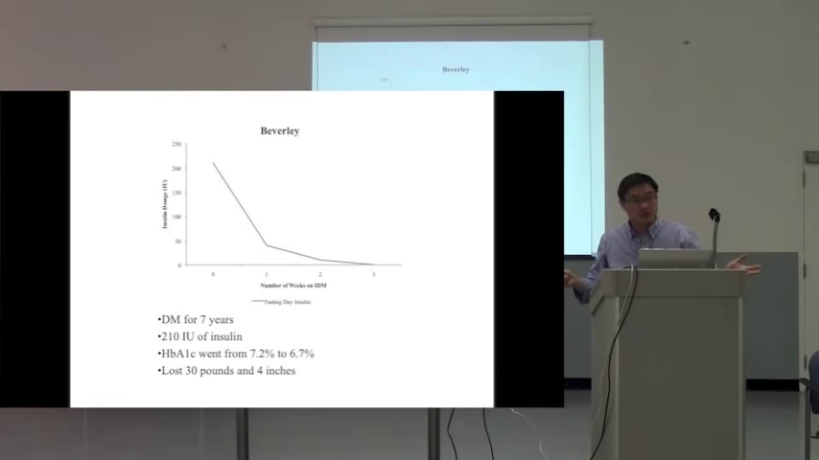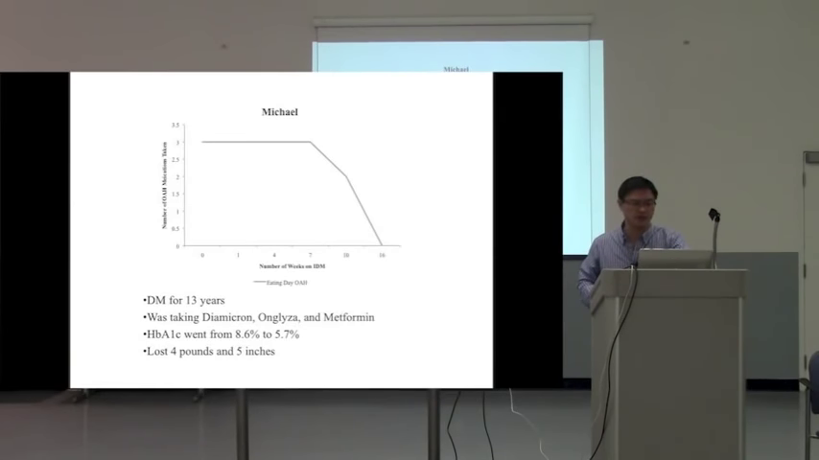It's easy. It's not easy, it's simple. Her A1C went from 7.2 to 6.7%. She lost 30 pounds. I mean, she's relatively new, so we're still working with her to get rid of the rest of it. But it can be done, even in the worst diabetic cases.